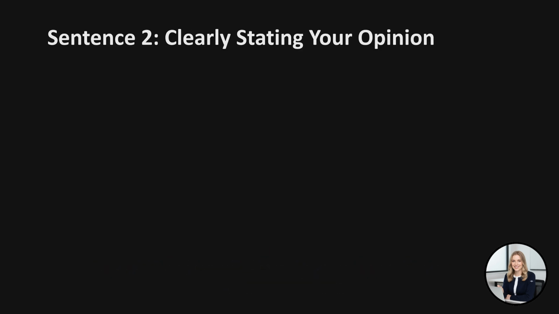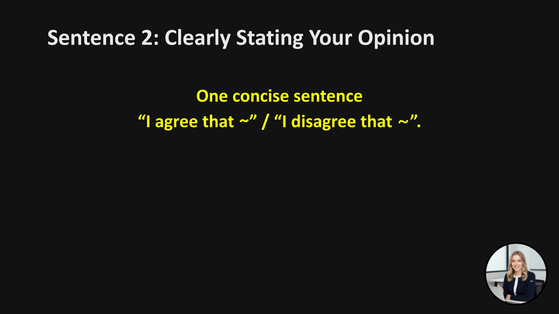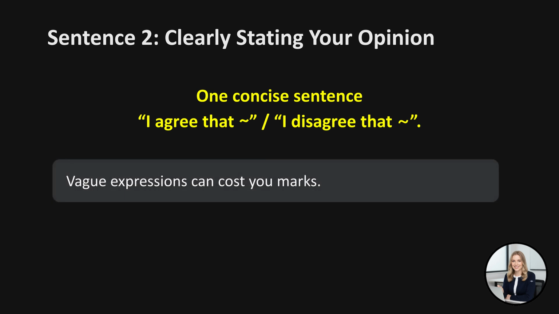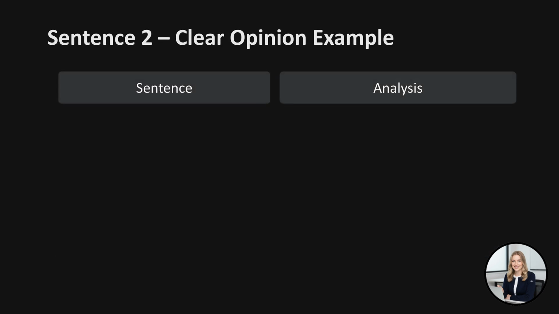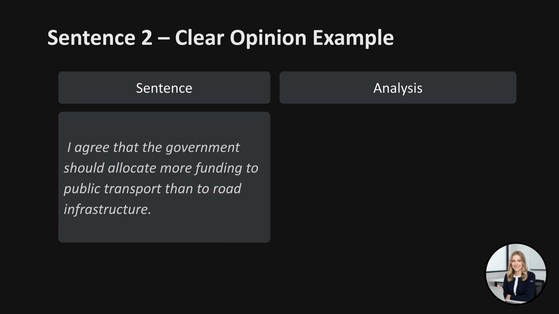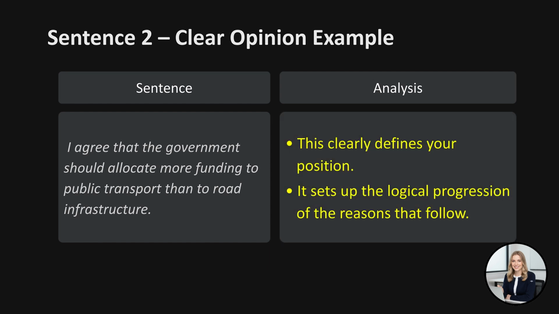Now let's move on to sentence 2, which is clearly stating your opinion. The second sentence must plainly state your position in 1 concise sentence. A simple structure like, I agree that, or I disagree that, is best. Vague expressions can cost you marks, but a clear, direct stance instantly boosts your coherence and task response scores. For our sample question, this sentence is highly stable. I agree that the government should allocate more funding to public transport than to road infrastructure. This clearly defines your position and sets up the logical progression of the reasons that follow.